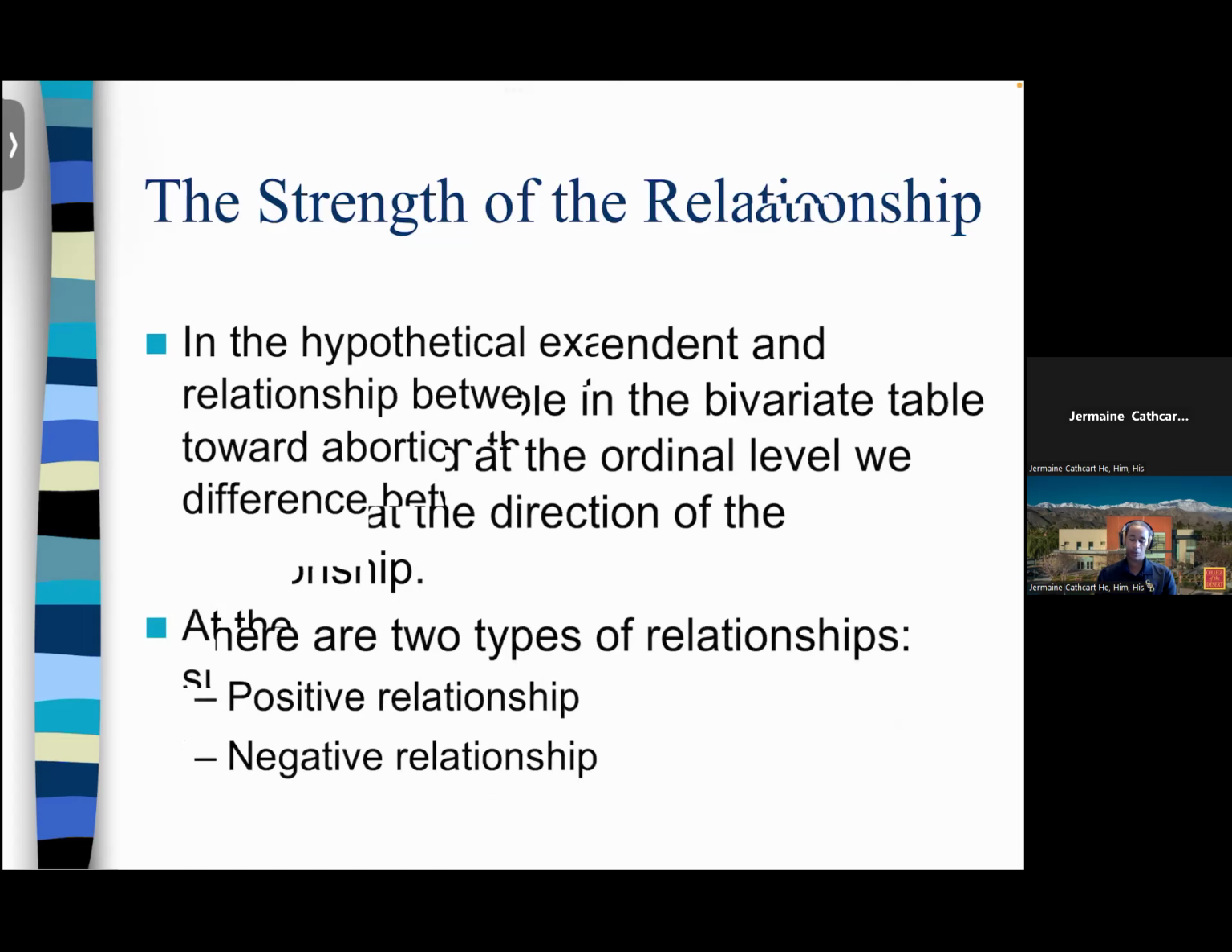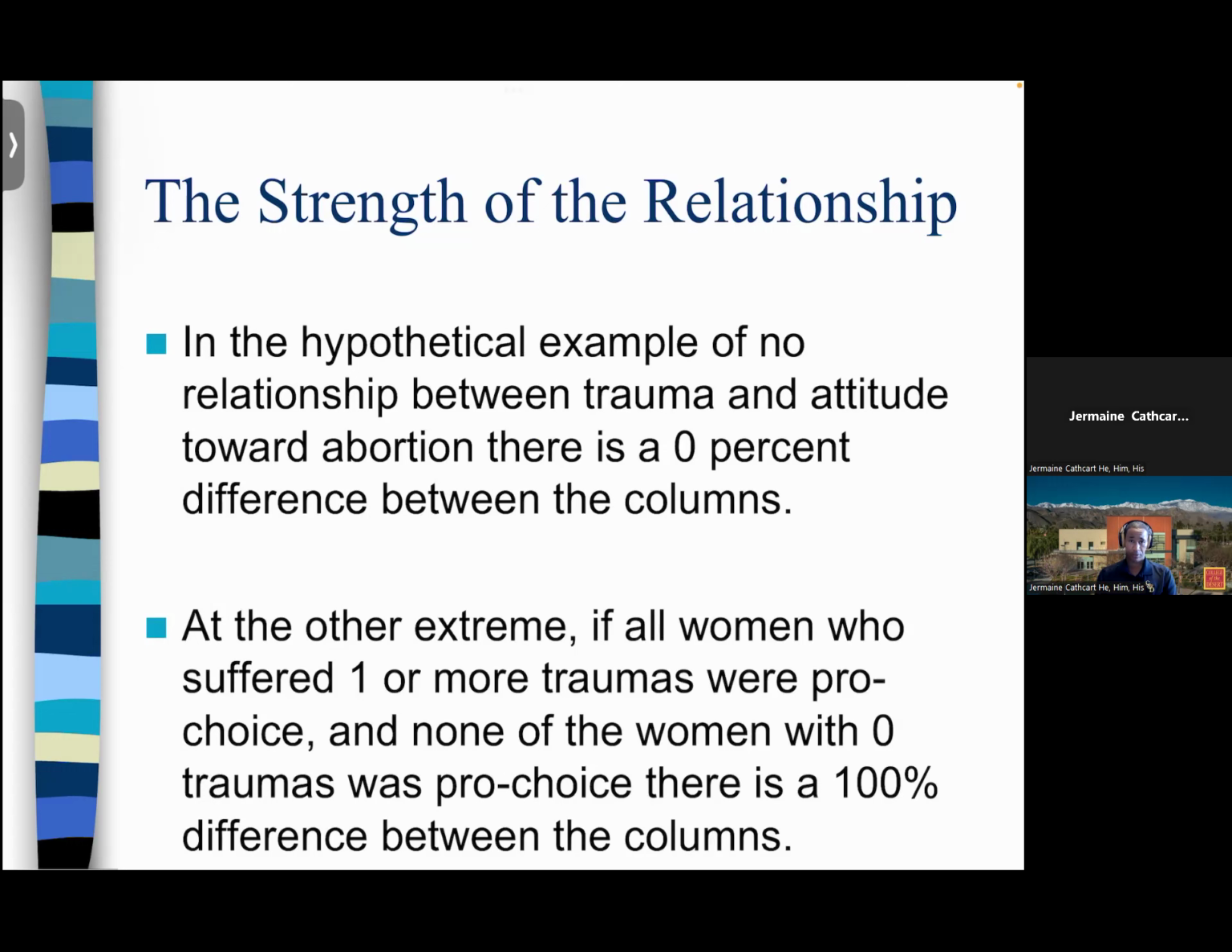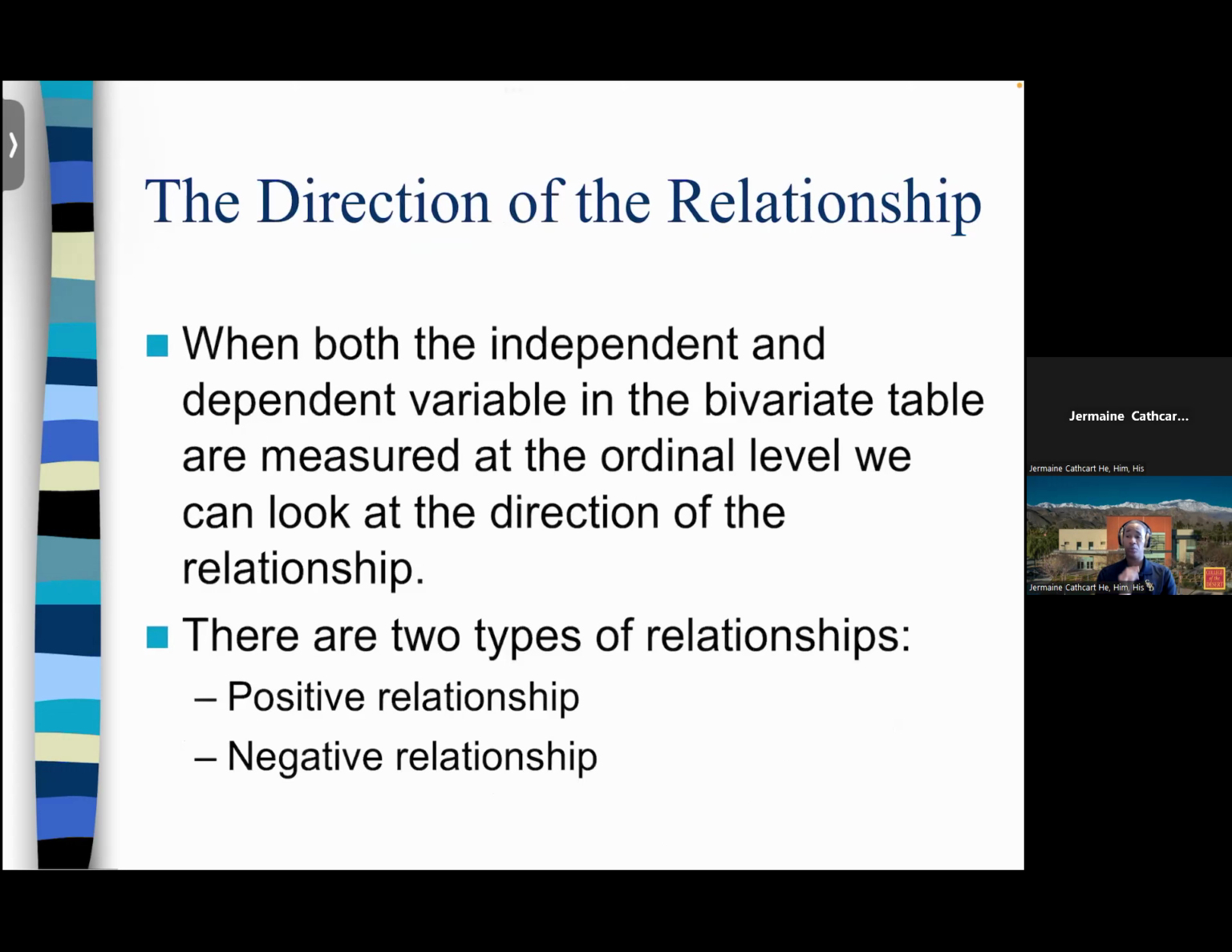Okay, so the direction of the relationship, like I said, in order to determine direction, you need ordinal level data. So when both the independent and dependent variable in the bivariate table are measured at the ordinal level, we can look at the direction of the relationship. Now, there are two types of relationships. There are positive relationships and negative relationships.